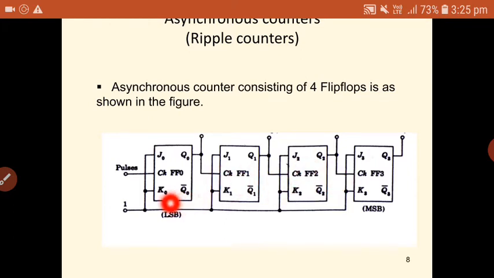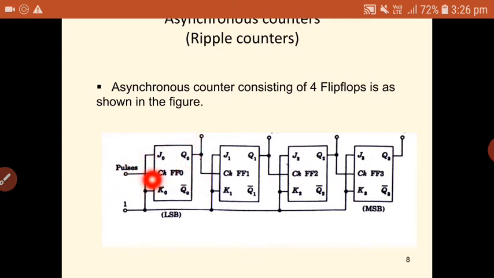So FF0 is LSB and FF3 is MSB. Whenever a clock pulse is applied, the output of FF0 will be changing continuously. If you apply the first clock pulse, let us say the previous output is 0, then present output becomes 1. Similarly, when the second clock pulse is applied, Q0 becomes 0 from 1. So likewise, Q0 toggles for each and every clock pulse.